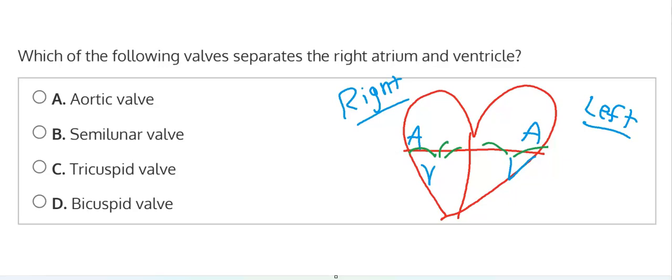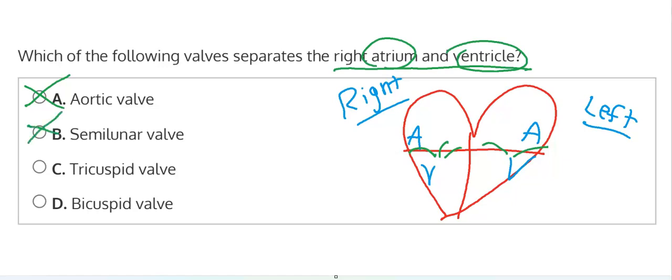So we're looking at the choices. Which of the following valves separates the right atrium and ventricle? So we can eliminate the aortic valve because this would be the valve for going out of the aorta, but we're looking between the right atrium and ventricle here. And then we also could eliminate the semilunar valve because this has to do with the pulmonary valve and the aortic valve, and this also is not between atrium and ventricle.